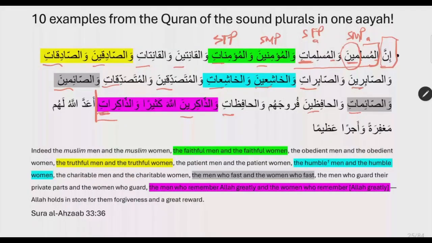The other part, and then the actual reward Allah has in store for them: maghfiratan wa ajran azima. So this is an example of the usage of the sound masculine and sound feminine plurals as referring to human beings, right? Where you have males and females doing all these good deeds, and what Allah has in store for them. So this is just a good example of all the sound plurals in one ayah.